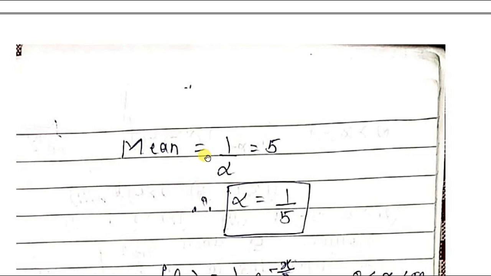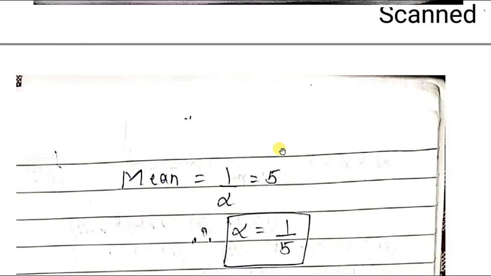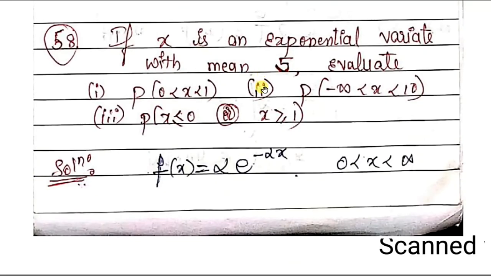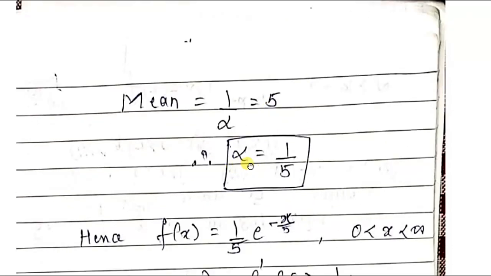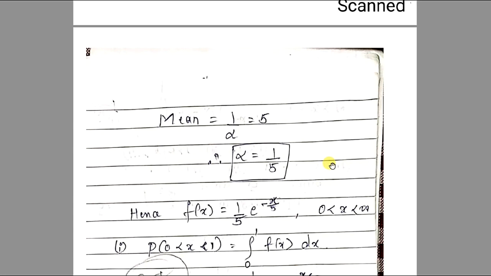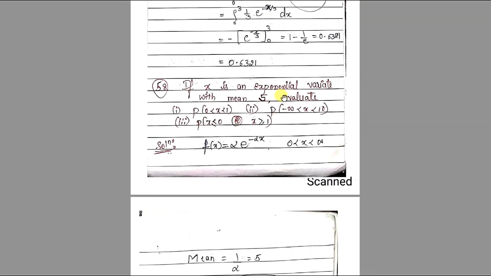Okay, anyway, mean is equal to 1 by alpha. So that is equal to 5. It is given in the problem. Mean is 5. Now let me find alpha. Alpha is equal to what? 1 by 5. Now let us construct the probability density function for the exponential distribution.